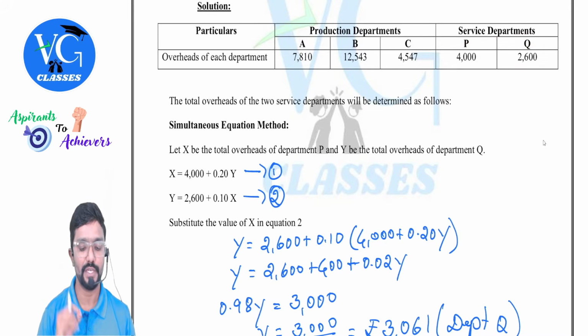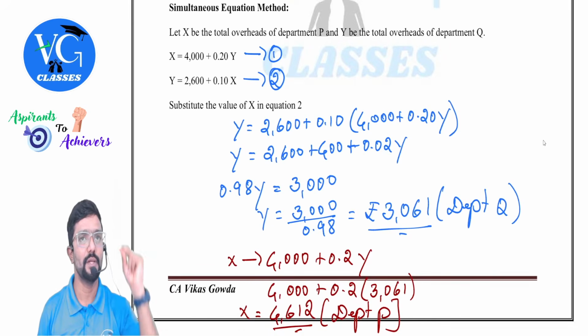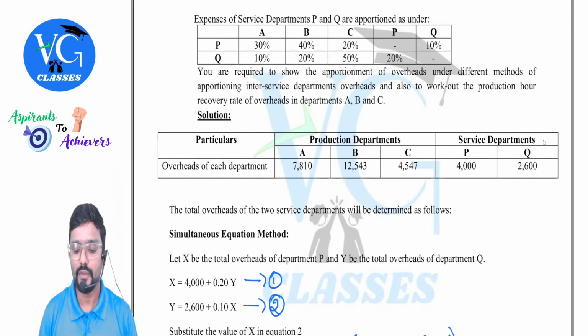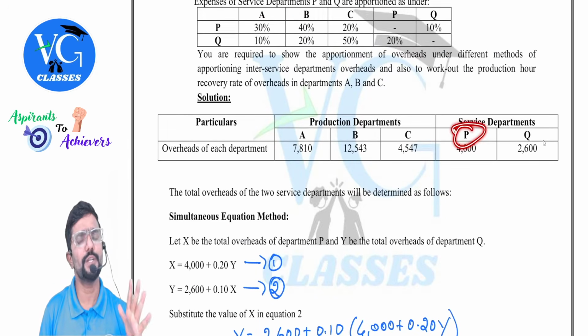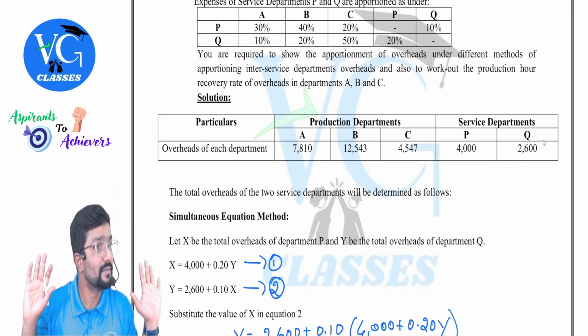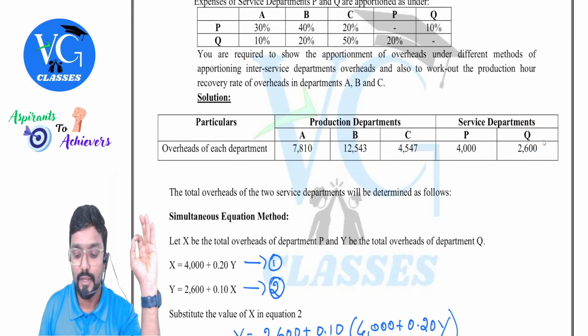How do I find it out, sir? Simple. We are forming an equation. Please pay attention. For department P, let us assume the total cost is X. And for department Q, let us assume the total cost is Y. We don't know. Clear? Guys, listen.